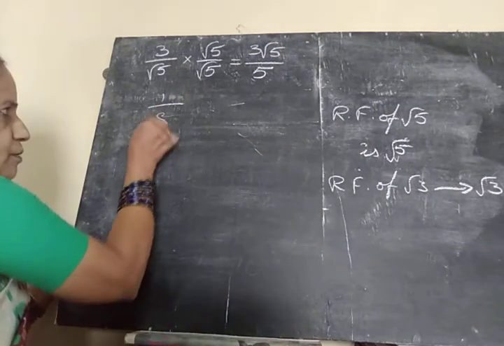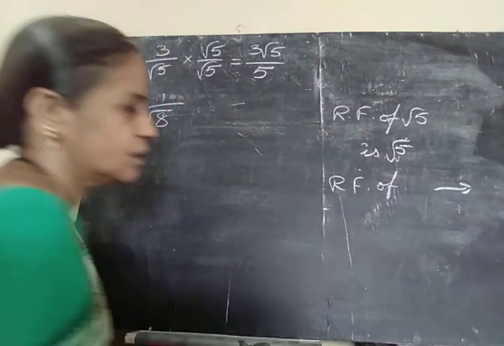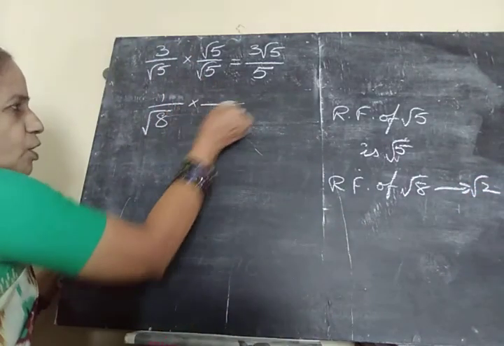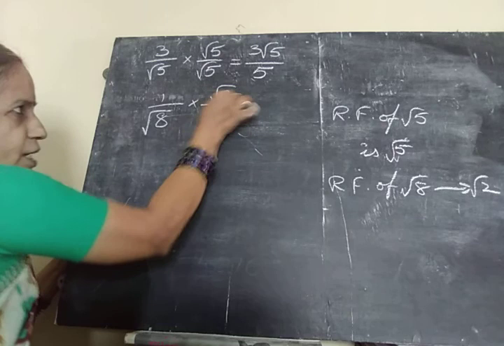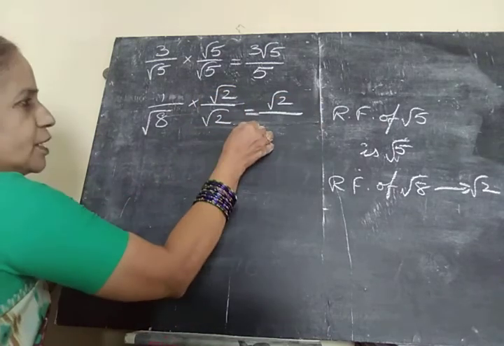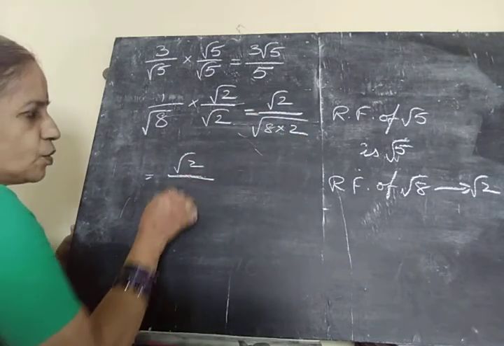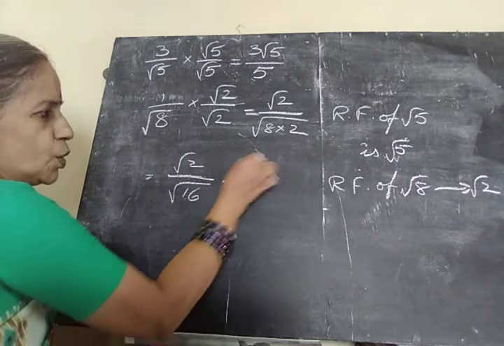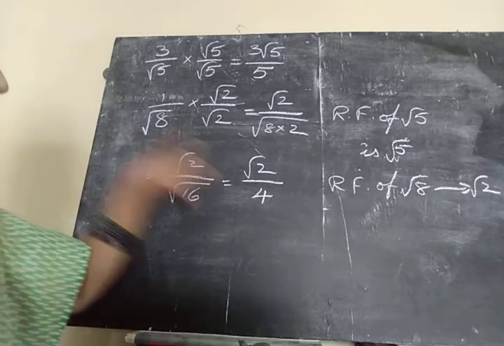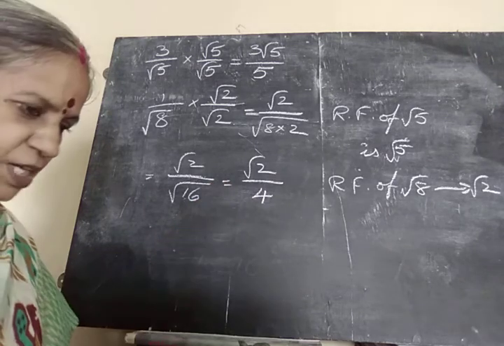1 by root 8. What is the RF of root 8? RF of root 8 is root 2 only. So multiply the denominator by root 2 and the numerator also by root 2. So here the numerator becomes root 2 and the denominator root of 8 into 2, so root 2 by root of 16. Root of 16 is 4. So 1 by root 8 equals root 2 by 4. Here the denominator becomes rationalized. Understood?